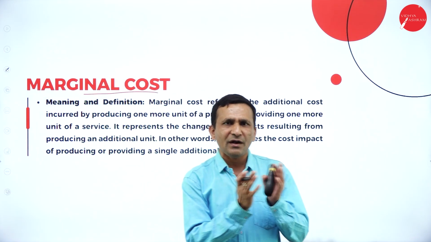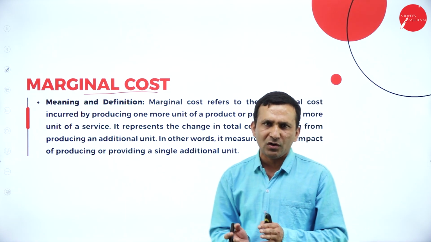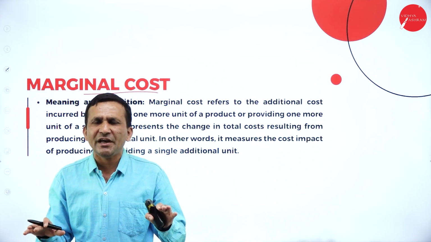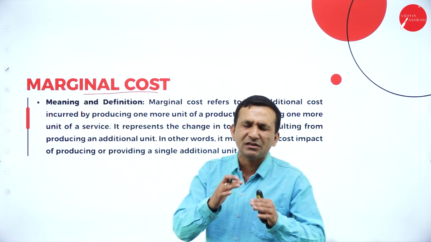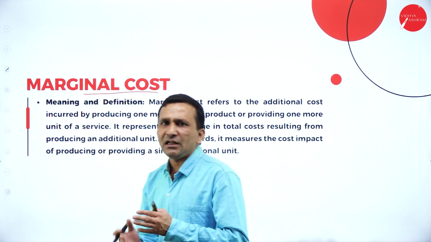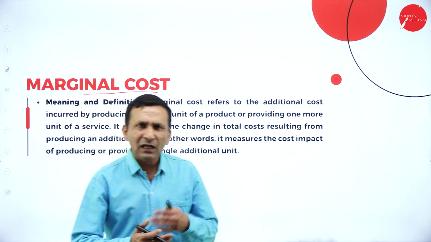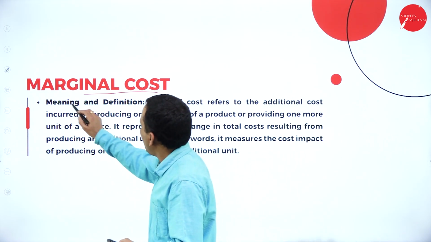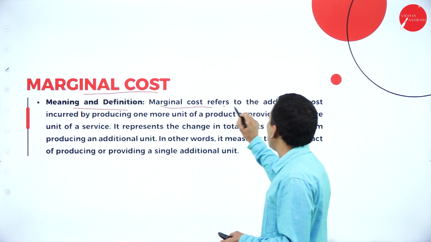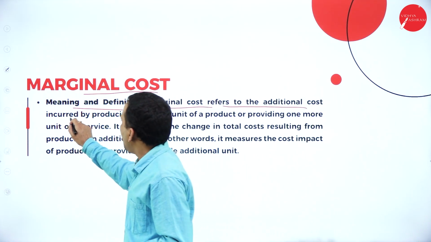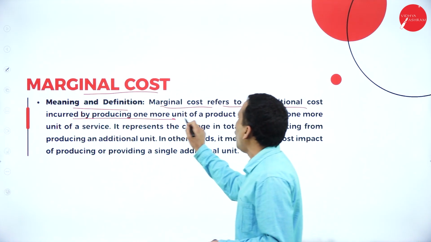There is something with a different name, called the variable cost also, because the fixed cost cannot be changed. But marginal cost keeps on varying because of material increase or decrease, even the labor hours, even the other expenses which are increasing or decreasing. Here the meaning and definition: marginal costing refers to additional cost incurred by producing one or more units.